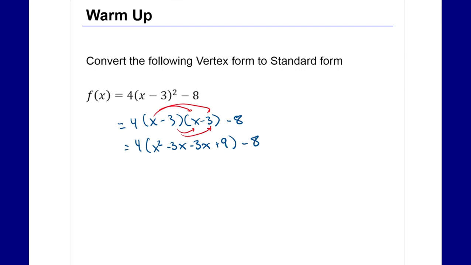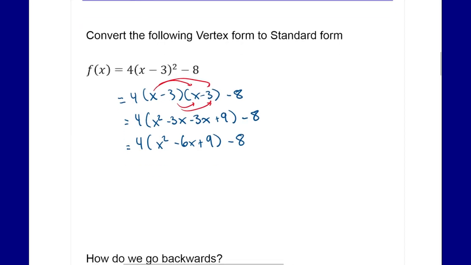Minus 8 is still on the outside. We then can collect some like terms on the inside. X squared minus 6x plus 9 minus 8. We can apply this factor in. So it becomes 4x squared minus 6, not 6x, because the 4 is applied to everything. So we get negative 24x and plus 36 minus 8.